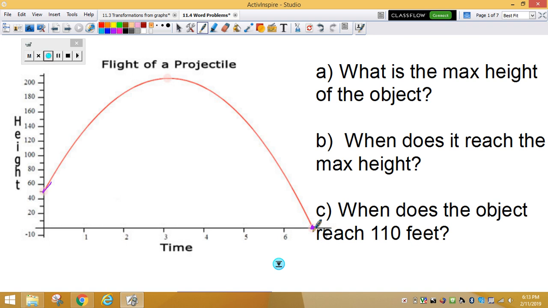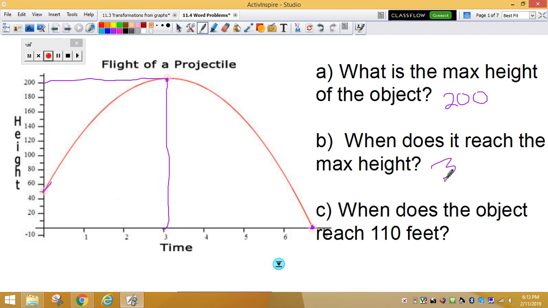So how high did it go? Well, right here, this is my maximum height, and it looks like it is about at 200. So the maximum height that it went was 200. B says, when does it reach the height? Well, for that, I'm going to look down here. It reached its maximum height at about 3 seconds. Well, I don't know what units we're on, so we'll just put 3.